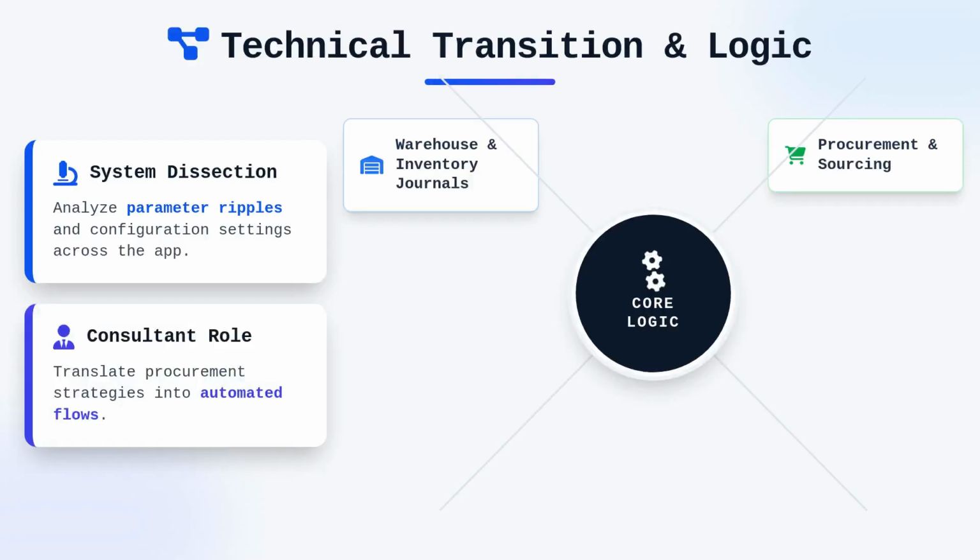A functional consultant must be capable of translating procurement strategies into automated purchase order flows and matching these with vendor collaboration setups. Similarly, we will analyze the logic behind order promising, specifically looking at available to promise and capable to promise calculations, which are crucial for maintaining customer service levels.